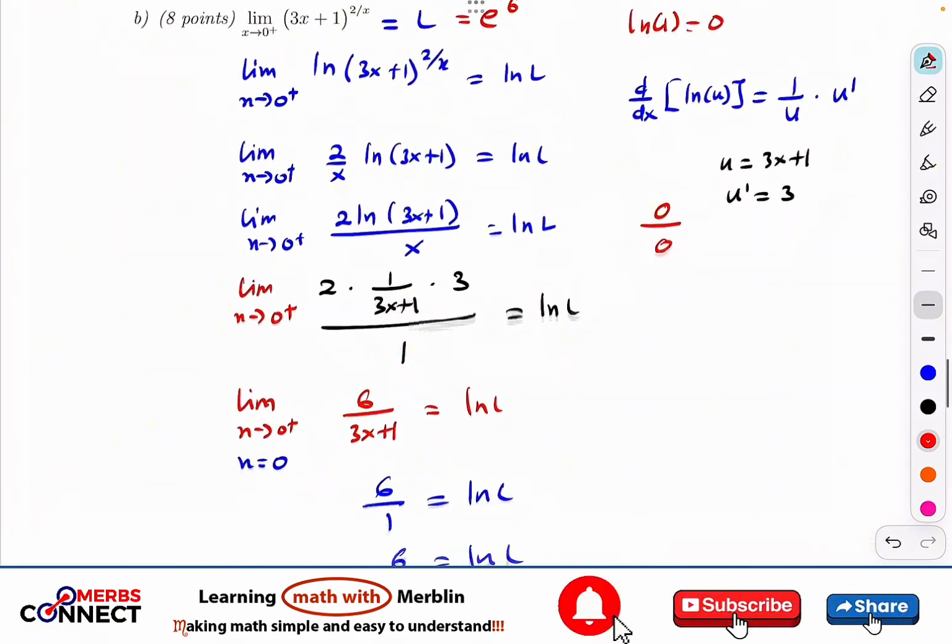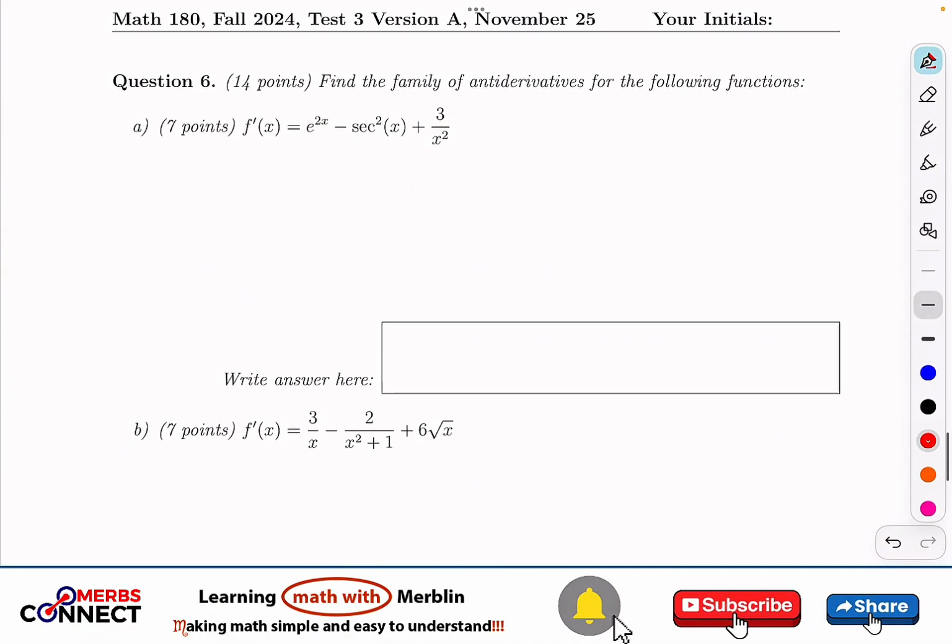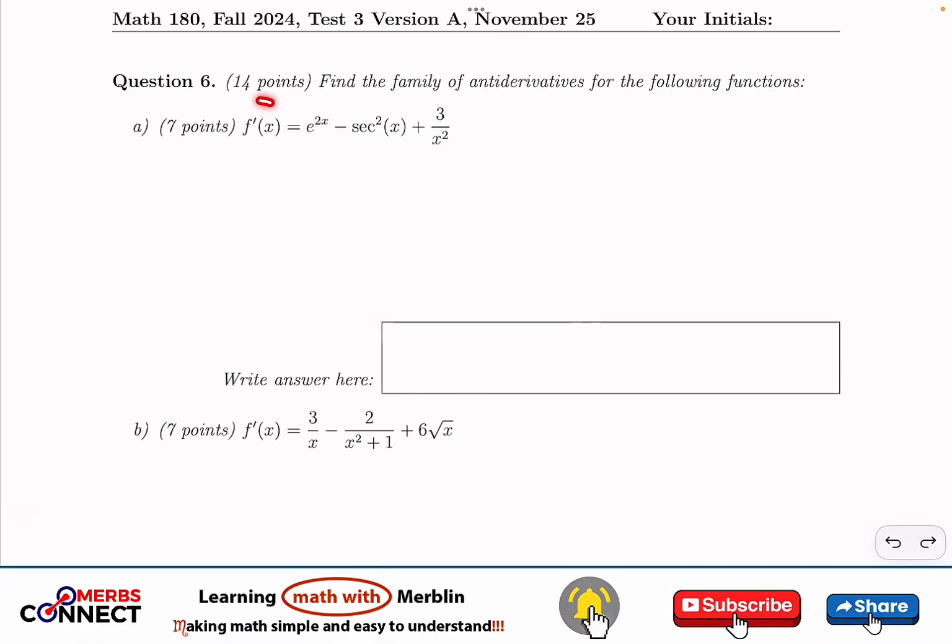So it's just step by step and you are there. Now let's look at question 6. In question 6, we want to take the antiderivative, right? So let's do this. We have f prime to be this. So this is how we need to think about antiderivative.